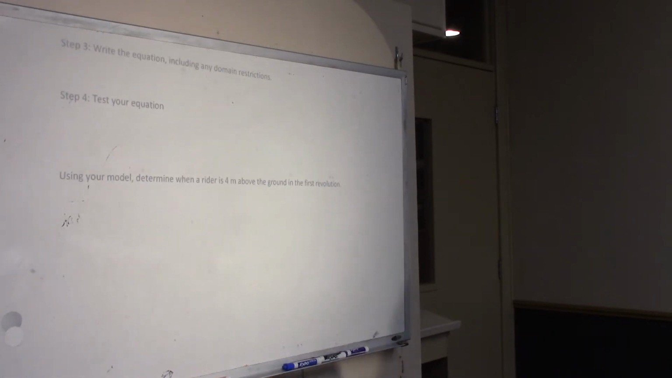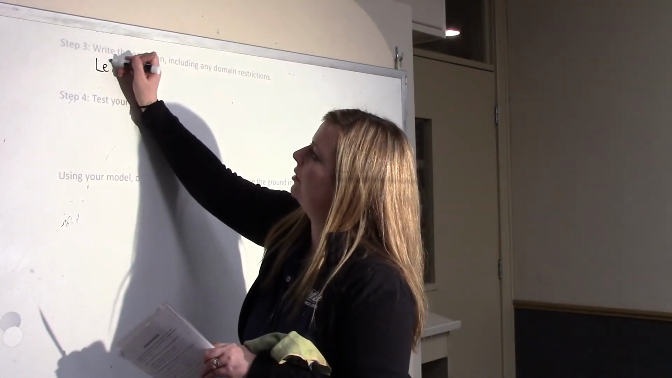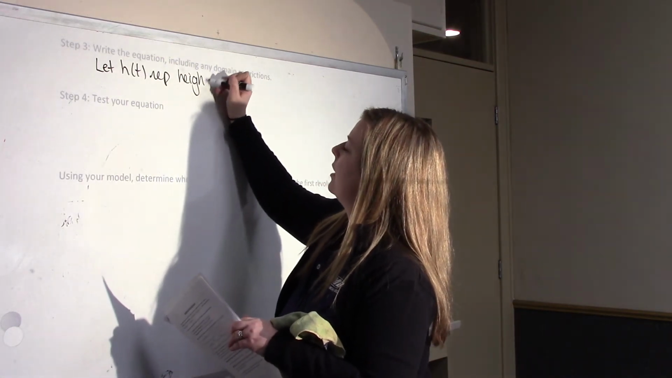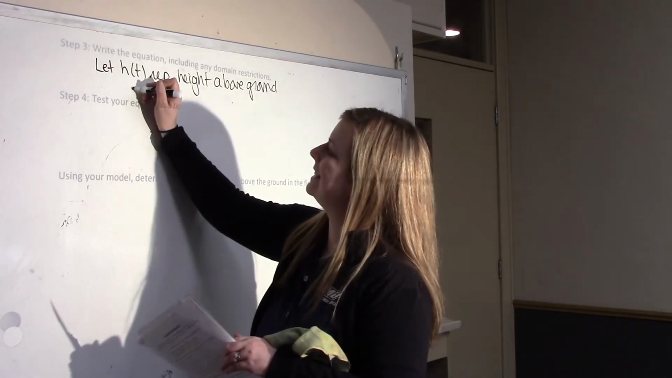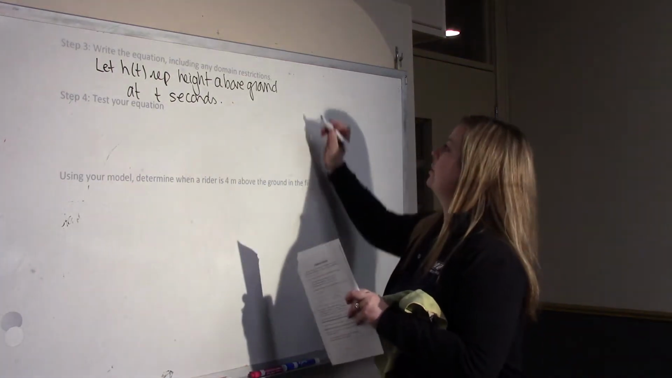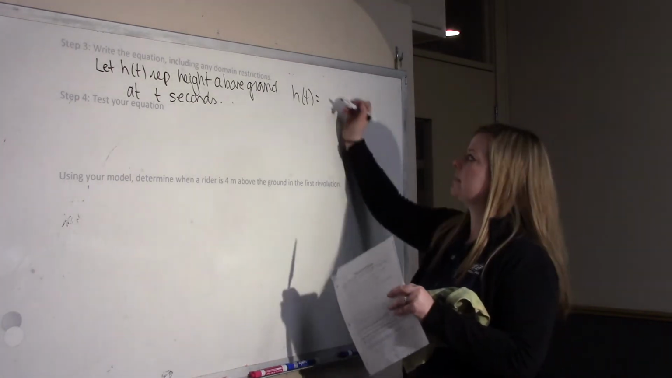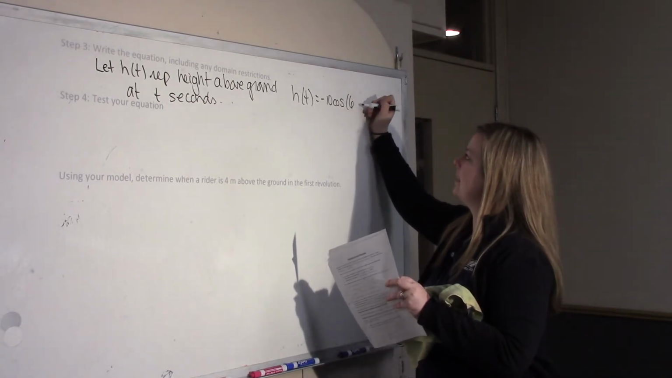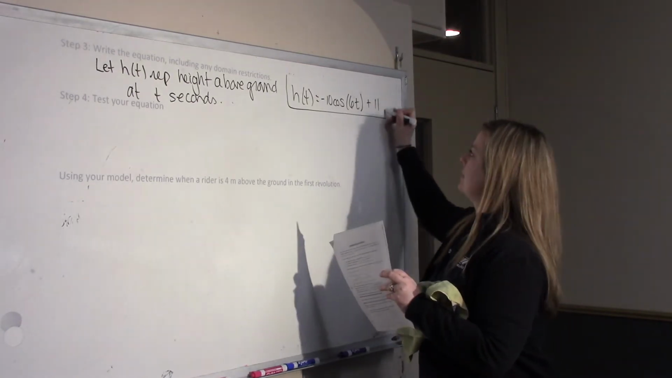Okay, so we need to identify our variables. Let h(t) represent height above ground at t seconds. Okay, we've converted it to seconds. So h(t) equals our a value, or sorry, it's negative because we're using negative cos. So negative 10 cos, our k value is 6t. We have no shift, so it's just plus 11. So there is our function.